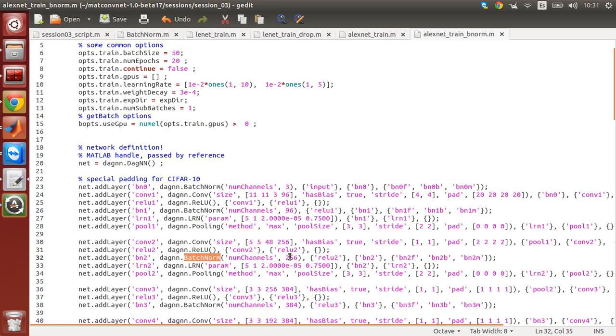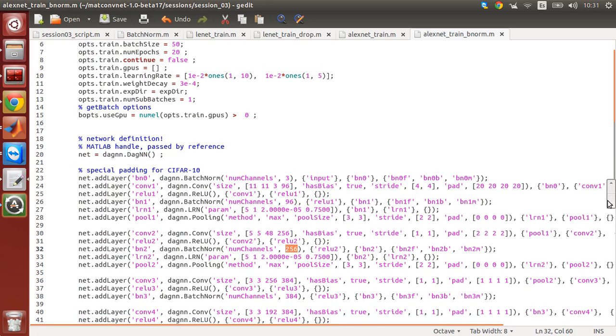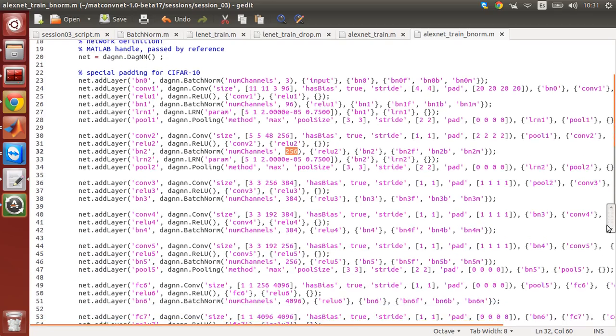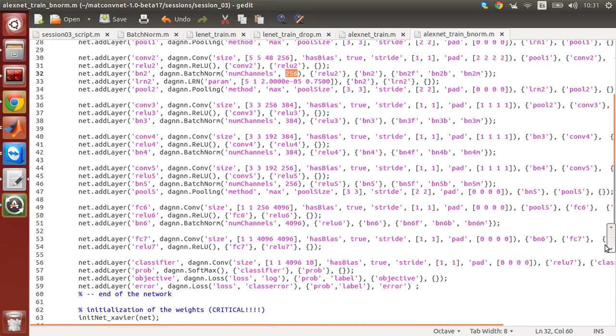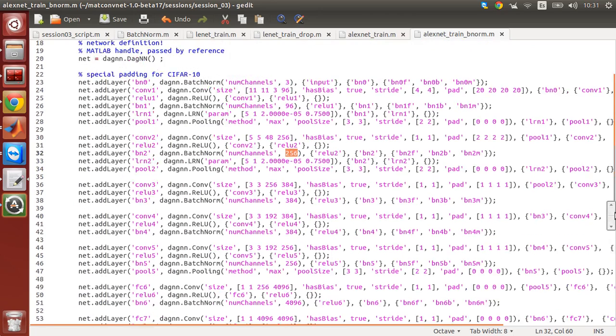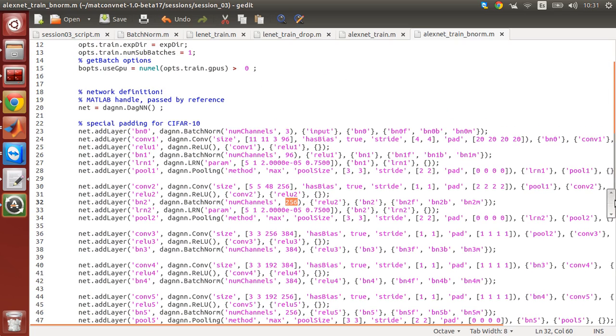And the same for ReLU 3, 4, 5, and 6. And we stop here. You could also add it to the ReLU 7, but in this case, just for simplicity, I haven't done it. So the parameters of the batch normalization are three sets of parameters.